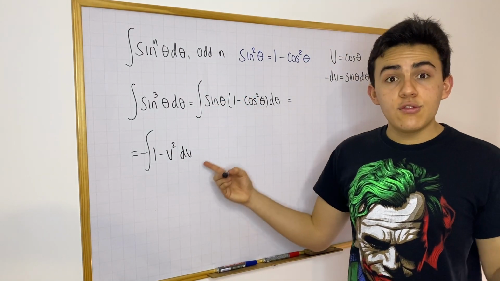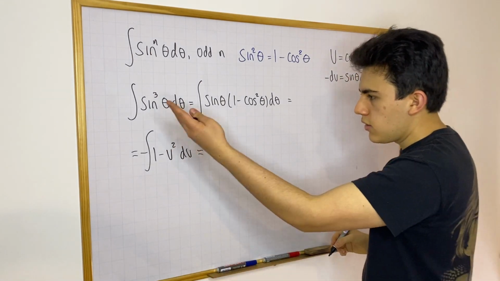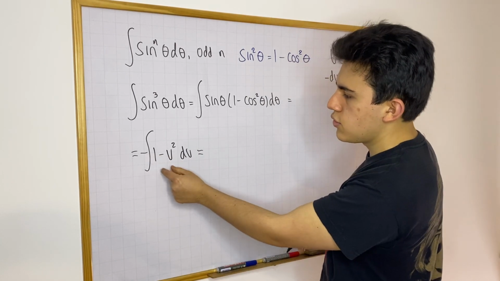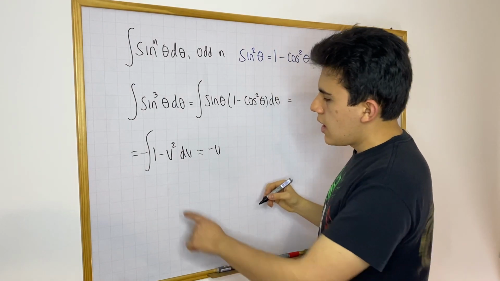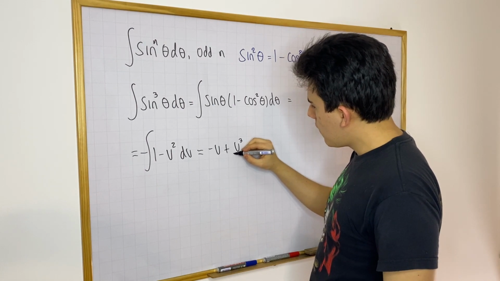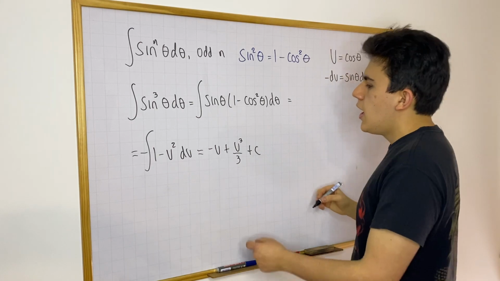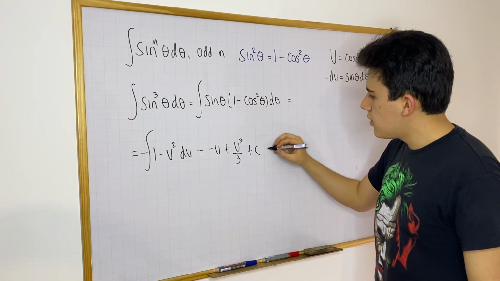And now this integral is really easy to solve. Hopefully you know how to do this. You can just distribute the negative, and you're going to get that this will be equal to minus u plus u to the third power divided by 3, okay? This is just the power rule. You get plus c. And now you simply need to plug cosine theta back into this expression.